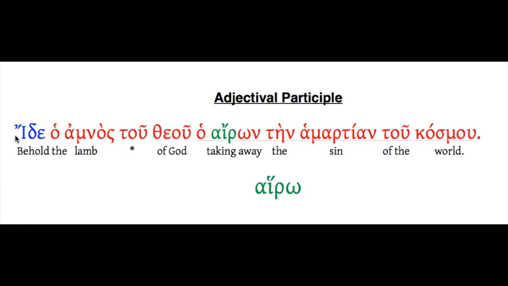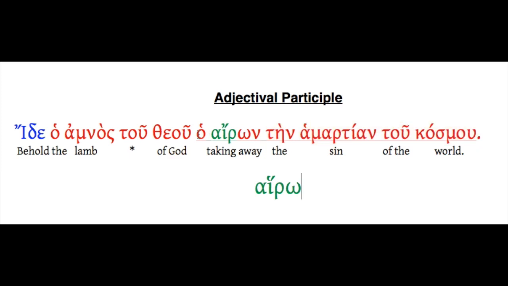Here we go. Ida ha-amnas tu tha'u ha-iron tain hamartian tu kosmu. Okay, Ida is behold. Ha-amnas tu tha'u. Amnas is lamb, so amnas tu tha'u is Lamb of God. Behold, the Lamb of God. Ha-iron, taking away. Here's our participle right here, iron. Taking away. Tain hamartian tu kosmu, the sin of the world.